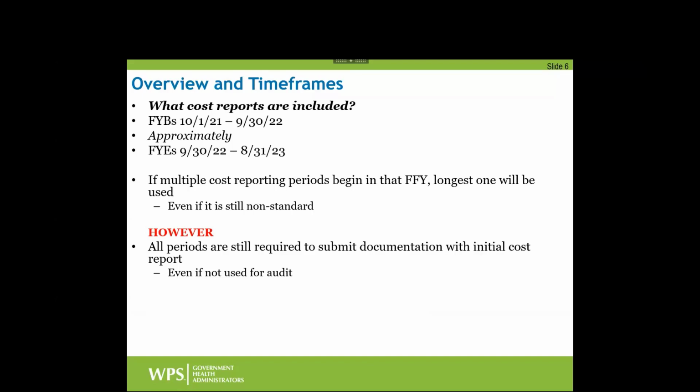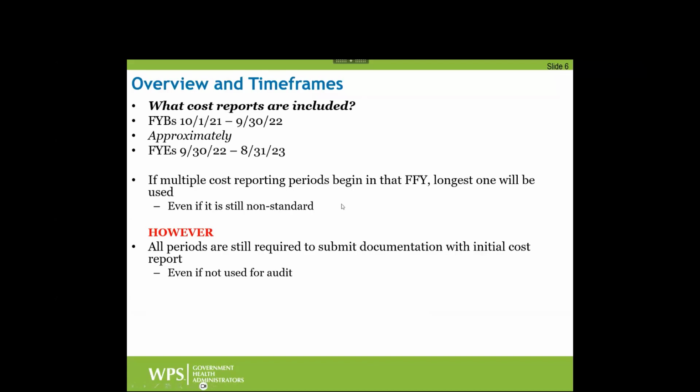So let's say you had a 6-month and then an 8-month cost reporting period, both beginning in that federal fiscal year. We would be using the 8-month one. Even if there was a 12-month one that started shortly after, but it happened to be in the next federal fiscal year, we cannot use that. The absolute rule is that we have to have the fiscal year beginning within this range. Whatever the longest group is, that's the one we're going to use, and it's only one audit that we have to complete for a provider.